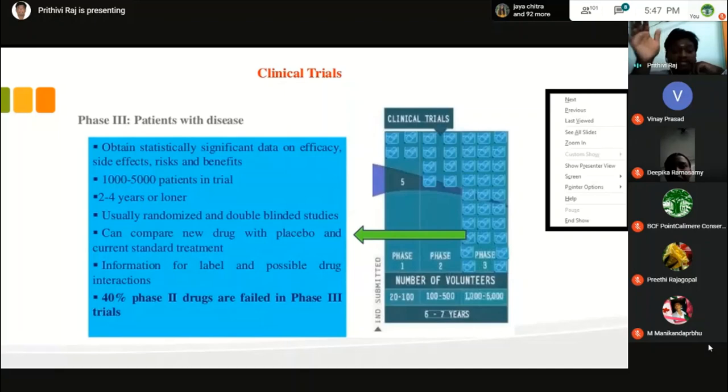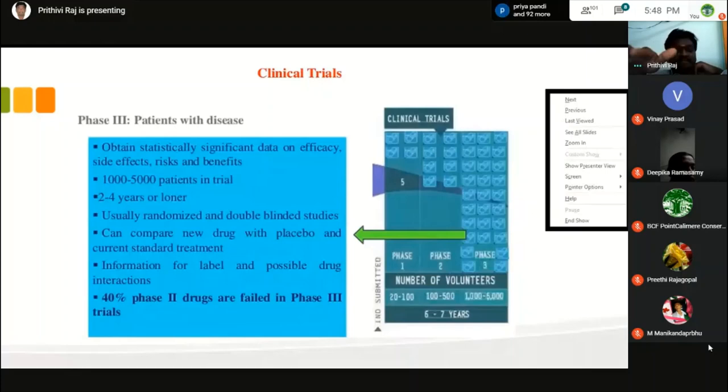If a person dies, then what we carried out for nearly 2 to 4 years, the data will be invalid, because one body's metabolism cannot support another body's metabolism. So we have to go for another new trial with a new person. In these cases also, 40% of the drugs fail in phase 3. So in all the phases, we have problems.